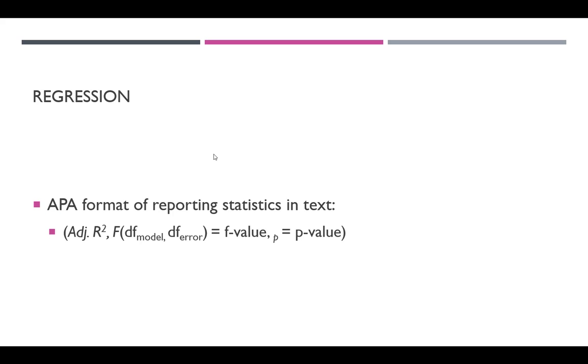The format for regression is similar. Again, you would normally report your adjusted R² value, equals whatever the value is, and then in brackets you would have the statistical significance result for the overall model.